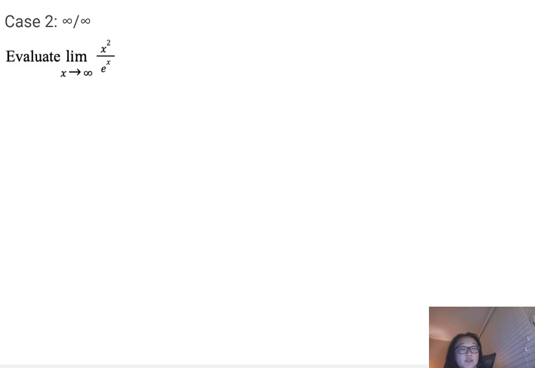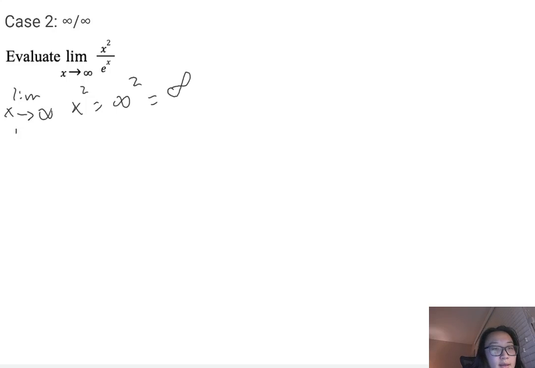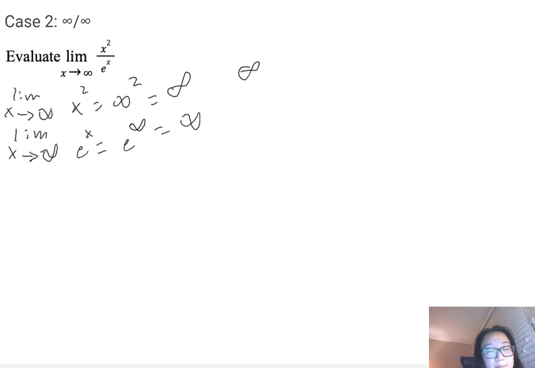Moving on to case number 2, which is very similar to case 1, we're going to look at a new problem: evaluate the limit as x approaches infinity of x squared over e to the x. Similar process, let's start by substituting in infinity to the original equation. The limit as x approaches infinity of x squared gives infinity squared, which just becomes infinity. The limit as x approaches infinity of the denominator, e to the x, gives e to the infinity, which is also infinity. So our new fraction looks like this.